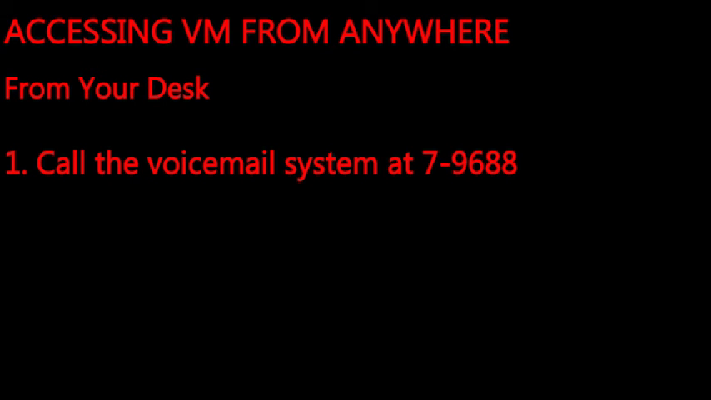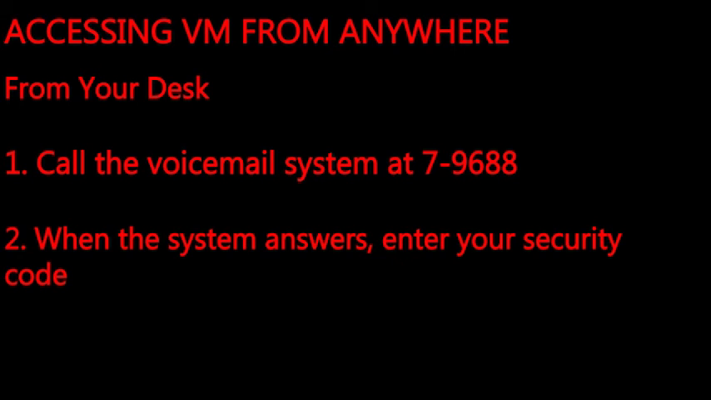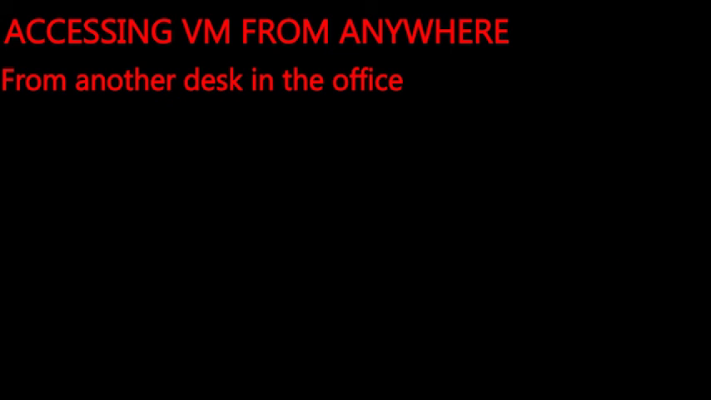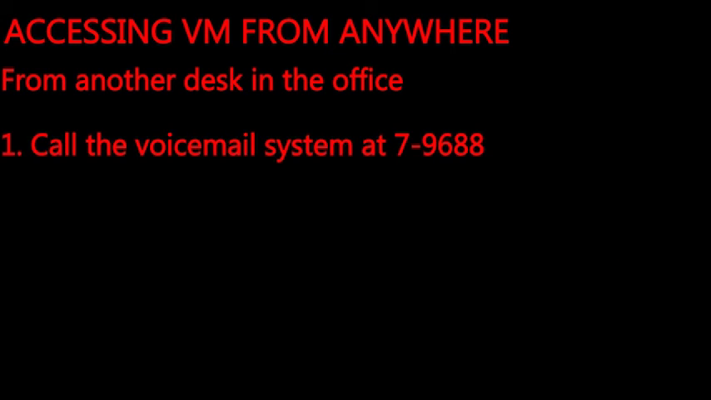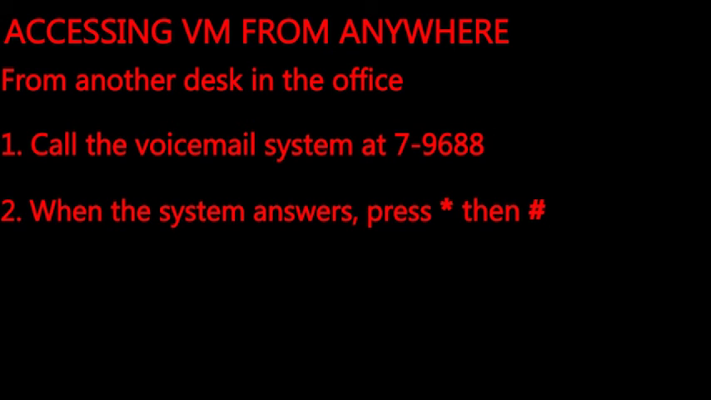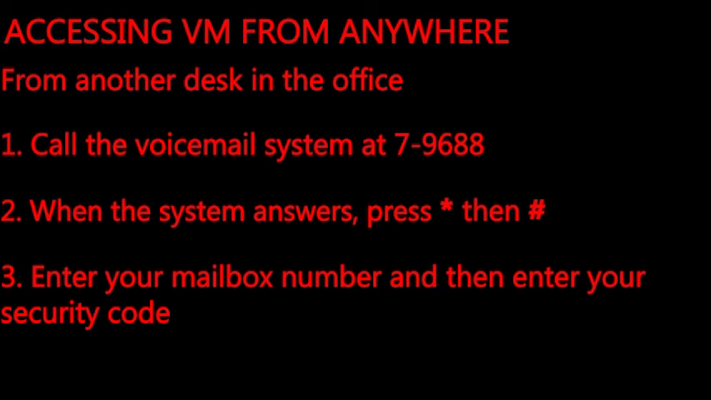Next, I'll be talking about how to access your voicemail from your desk, from another desk in the office, or from outside of the office. To access your voicemail from your desk, first call the voicemail system at 79688, and when the system answers, enter your security code. To access your voicemail from another desk in the office, call the voicemail system at 79688. When the security system answers, press star and then pound and enter your mailbox number. Then enter your security code.